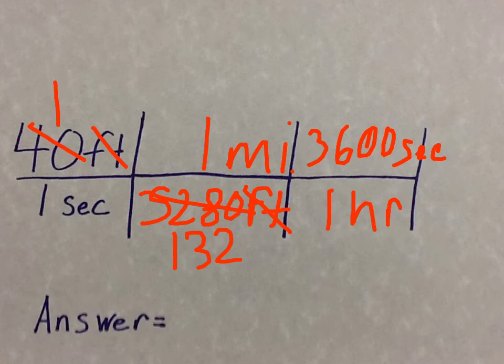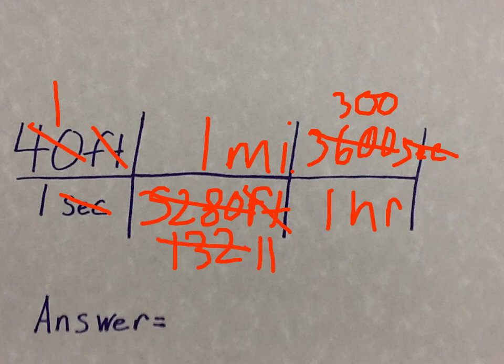Now you move on to the seconds and the hours. Like I said, the seconds would cross out because one of the seconds is on the top and one of them is on the bottom. And the greatest common factor of 3,600 and 132 is 12. 3,600 divided by 12 equals 300, and 132 divided by 12 equals 11.